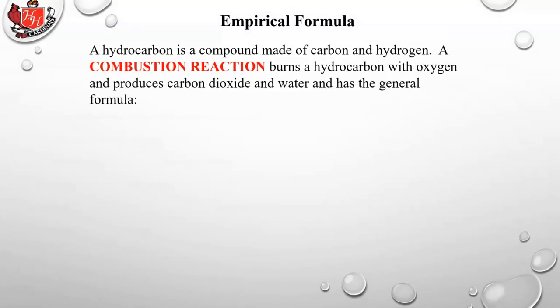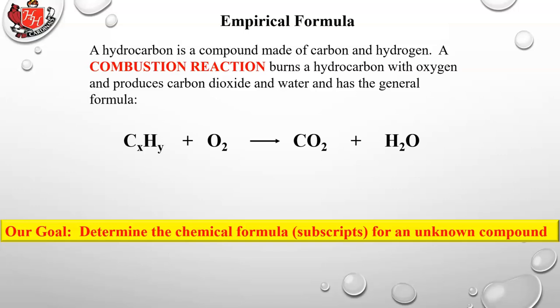A hydrocarbon is a compound made of carbon and hydrogen. A combustion reaction burns a hydrocarbon with oxygen and produces carbon dioxide and water, and has a general formula that you see below. So there's a carbon-hydrogen compound with unknown subscripts at this point. Then you combust it, you light a match to it in an oxygen environment like the atmosphere, and you come out with carbon dioxide and water. So our goal is to determine the chemical formula, that is those X and Y subscripts, for an unknown compound.